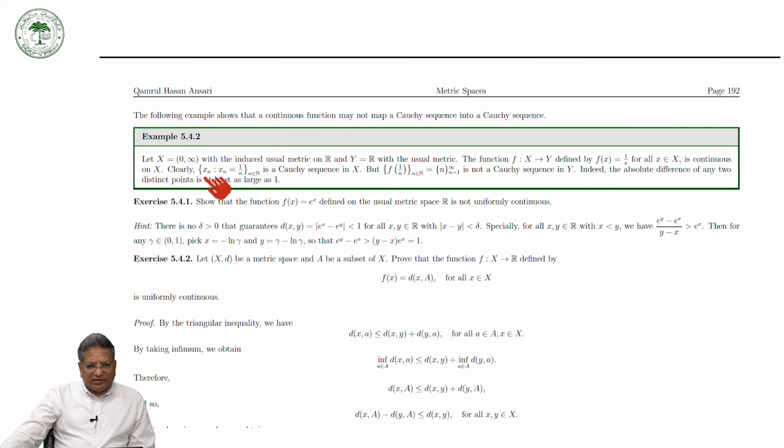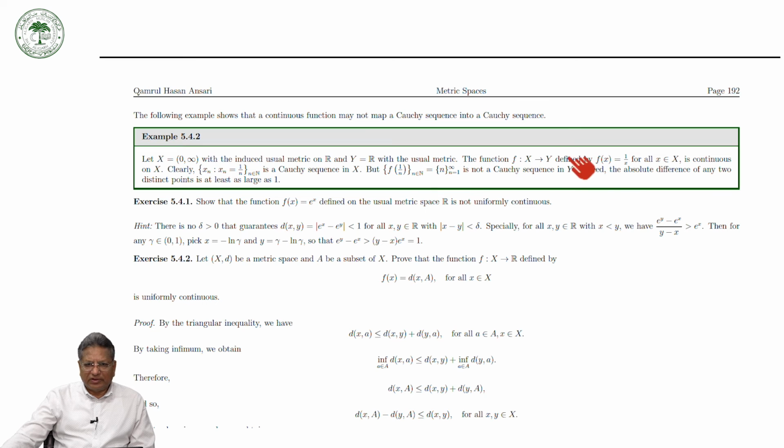Then we can see that the sequence x_n = 1/n is a Cauchy sequence in X. But f(1/n) = n. The sequence n is not a Cauchy sequence in Y, because indeed the absolute difference of any two distinct points is at least as large as 1.